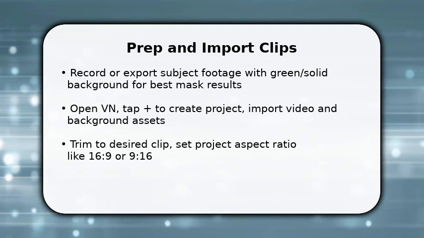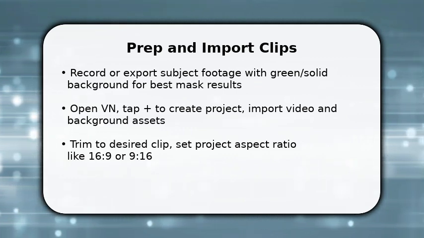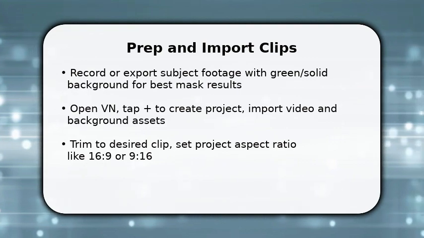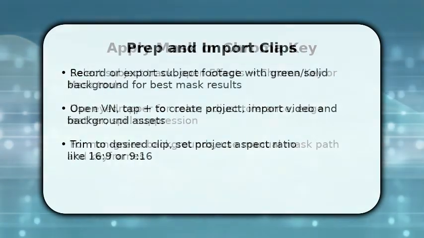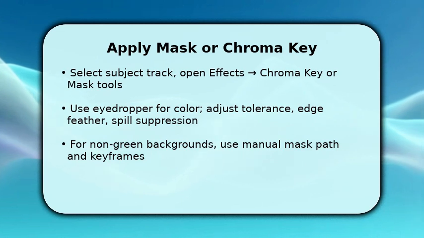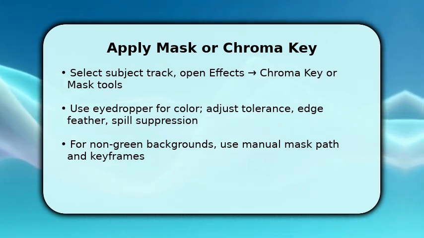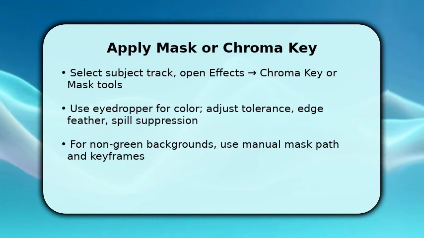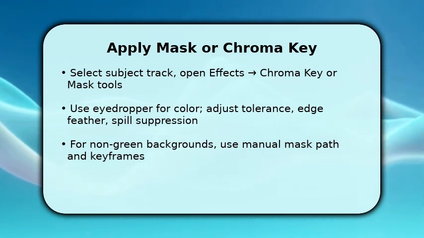Next, trim the subject clip to the exact segment you'll remove the background from, keeping clips short for faster masking adjustments. Now you apply chroma key or a manual mask depending on your footage. If you shot on green, choose chroma key and use the eyedropper to sample the background color, then reduce tolerance and tweak edge feathering to avoid haloing.